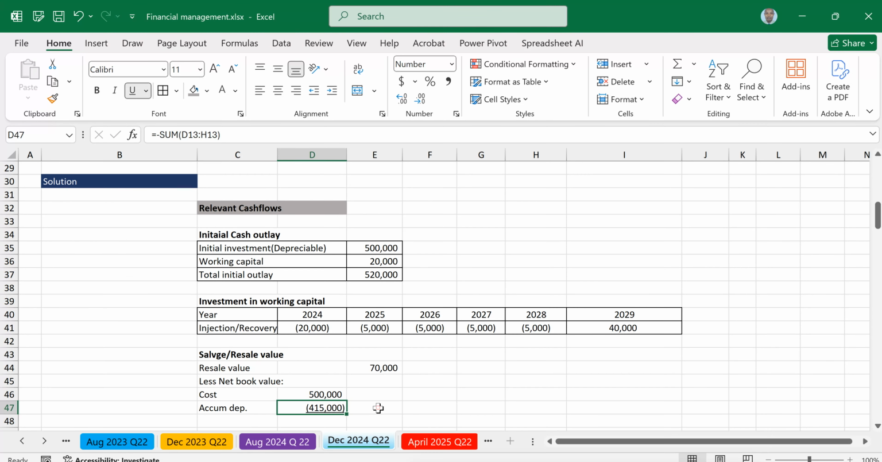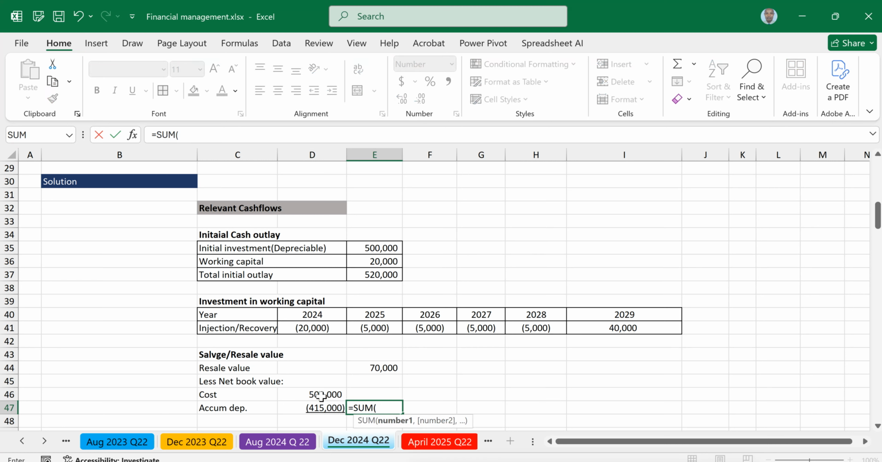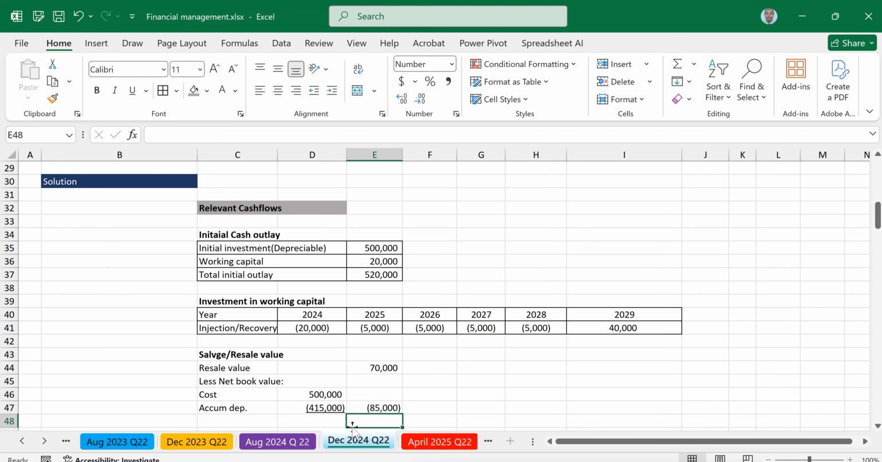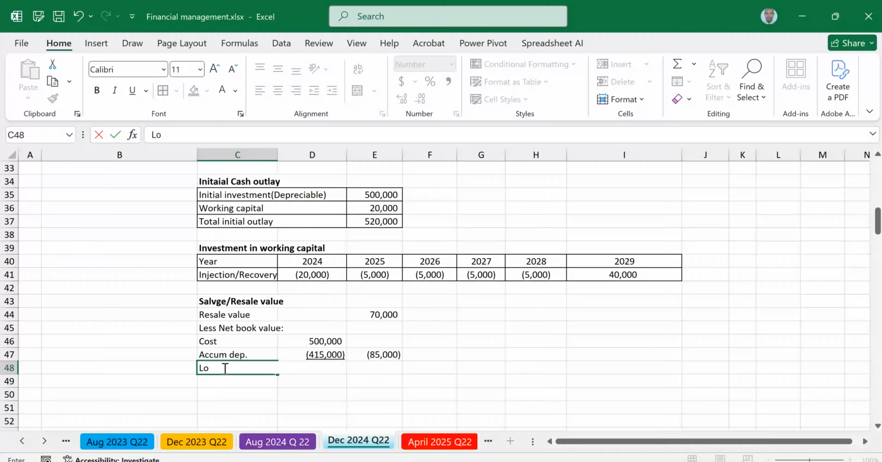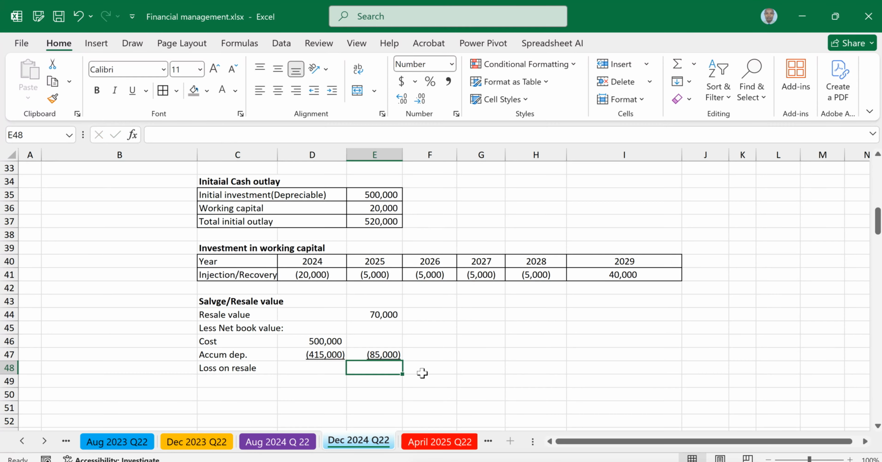So book value, sum of these two, 85. Let me negate because we want to deduct that, so equal sign negative. We can just add those two. So it's 85,000. That is the net book value. Loss on resale. Now the loss on resale will be 70 plus 85, which is 15.